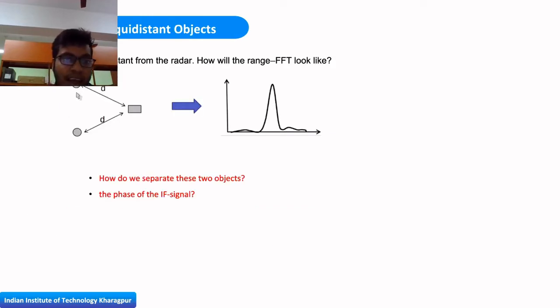So what if I have two objects in front of the radar which are equidistant? In that case, your IF tone, or the frequency, is equal to S2D by C. Since the distance is equal, you will have a single frequency magnitude, or a single peak in the frequency domain if you apply the Fourier transform. So how are we going to distinguish these two objects which are equidistant?